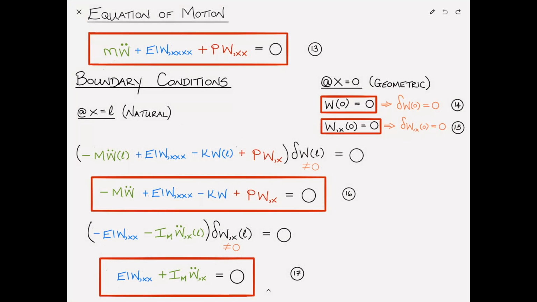In the case of the x equals 0 boundary, those are geometric conditions that we know well. And then at the other two boundaries, at x equals L, we come up with an expression that must be 0 in order to satisfy Hamilton's principle. The reason we come up with this expression is we know that what it multiplies is non-zero.